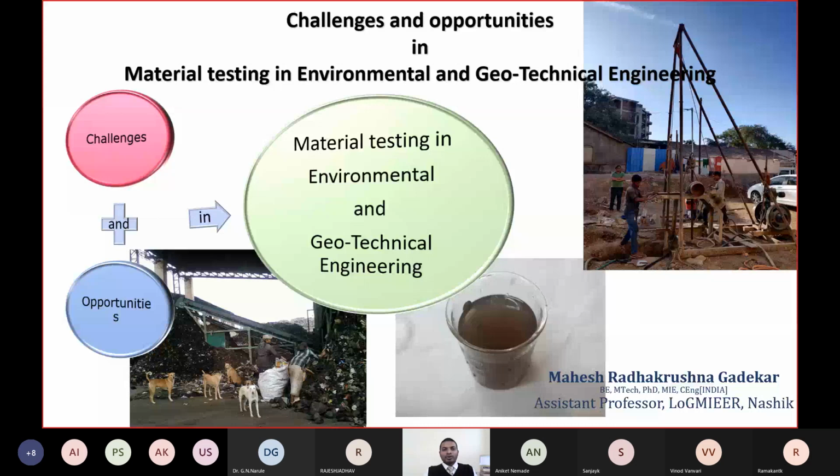I thank, first of all, Karodpati sir for giving me the opportunity to speak on the challenges and opportunities in material testing in environmental and geotechnical engineering. It's quite a good topic. However, two different fields are combined together, environmental and geotechnical. When we are talking about material testing, environmental is a very broad aspect, and geotechnical is also a broad aspect with reference to your civil engineering field. There are quite good challenges we are having, and being engineers, we are having good opportunities over here.